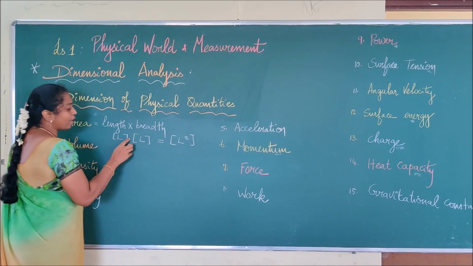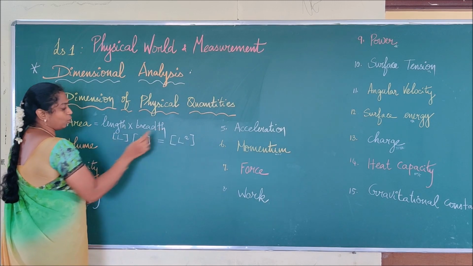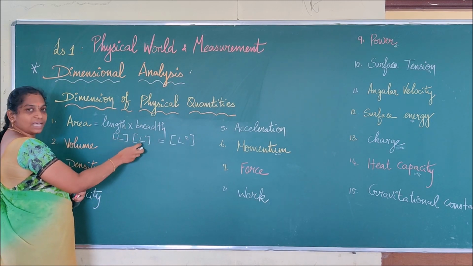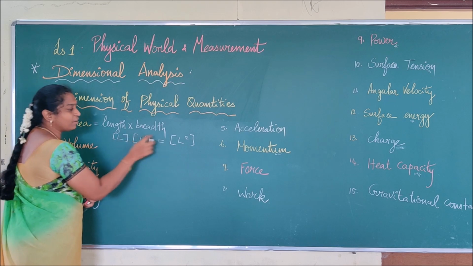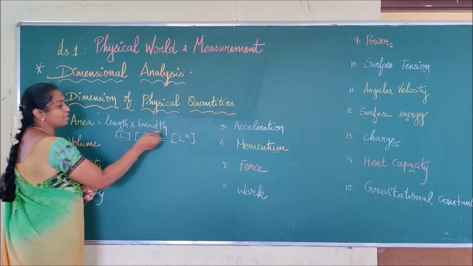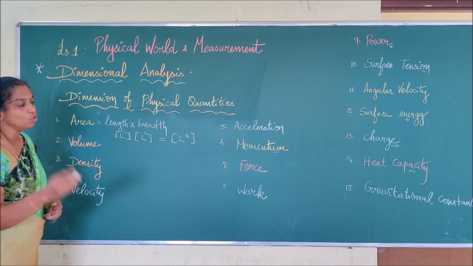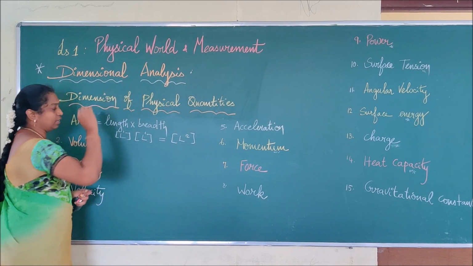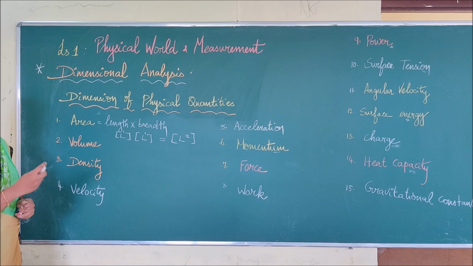So in a product, the powers get added. If it is the same term and we are multiplying, the power gets added. This has a power 1, this has a power 1. 1 plus 1 becomes 2. So it becomes L square. Length into breadth. Is it clear?